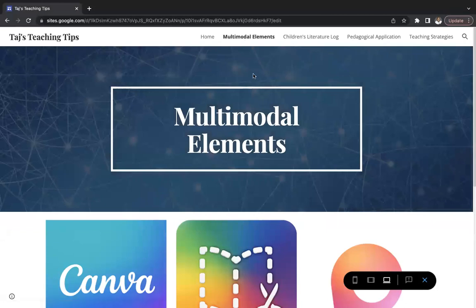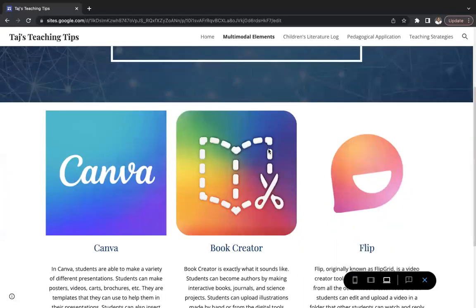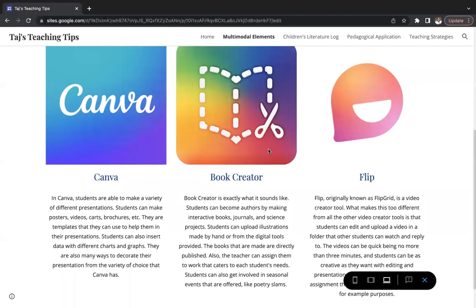Some of the multimodal elements that I would want to use in my class are Canva, Book Creator, and Flip. Canva is a place where students can make their own videos, brochures, cards, charts, and whatnot. In Book Creator, students can make books, journals, and science projects, and they can publish them to the public. They can also write their own, draw their own illustrations, or use digital tools for help with their illustrations. Also, teachers can assign them work that caters to each student's needs.